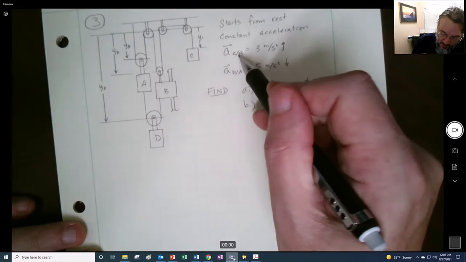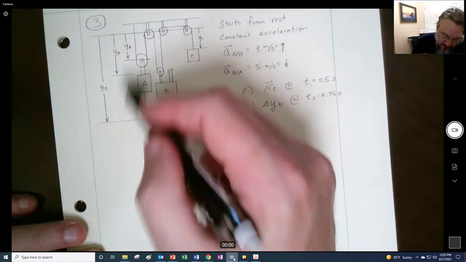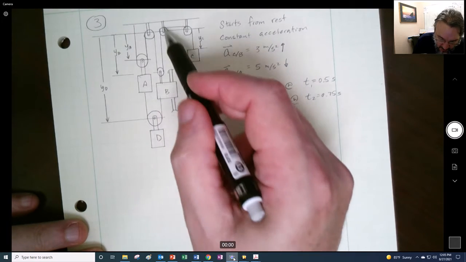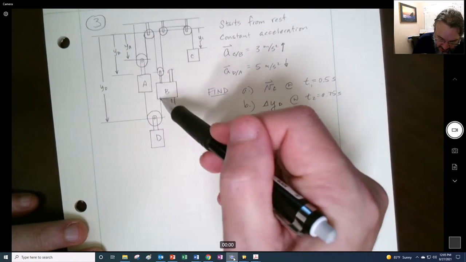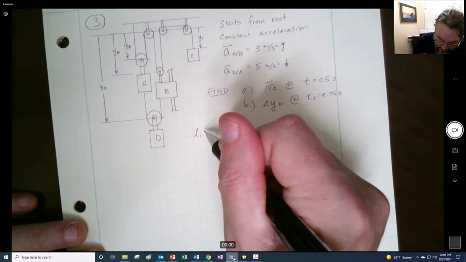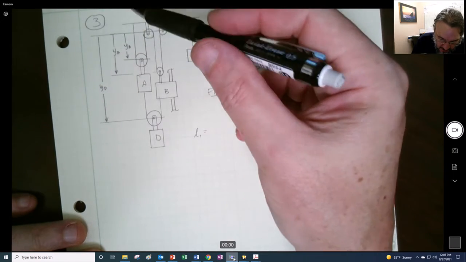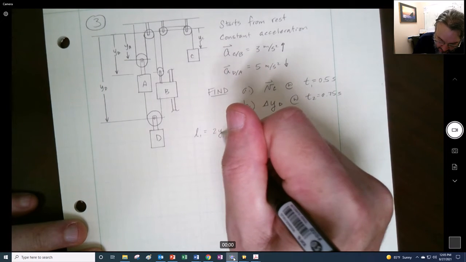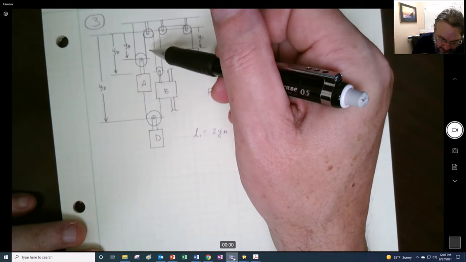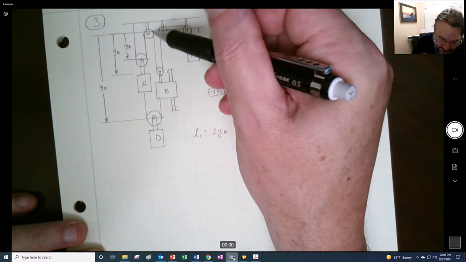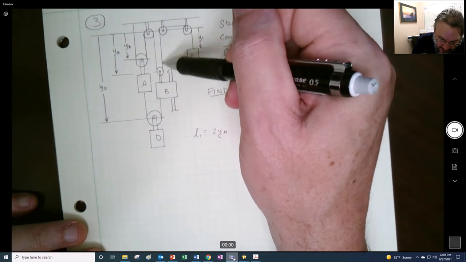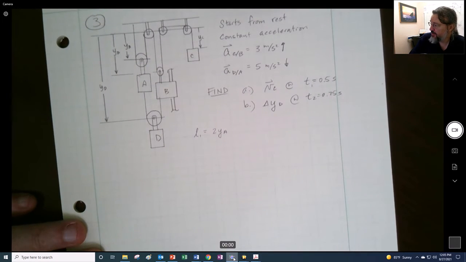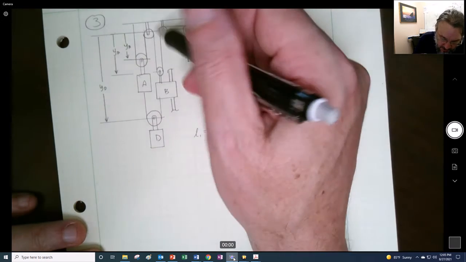All right, so let's see. We see that this is one cable right there, but there's a second cable. So let's do L1, the first cable. Looking at this right here, we have 2 times YA. And now we want to figure out this length right here. That one looks like 2 times YB. Let me double check that I got that right. So this is cable 1. Yep, that looks like 2 times YB.